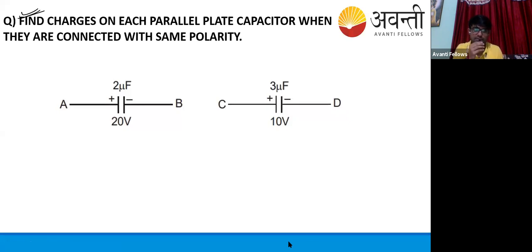That is, two capacitors are given, and charges and potentials are given. The initial condition is that they will be connected together. Finally, there will be a potential difference and some final charges. You need to find the charges if they're connected as such. I've given you the information that it is the same polarity. You need to find the charges.